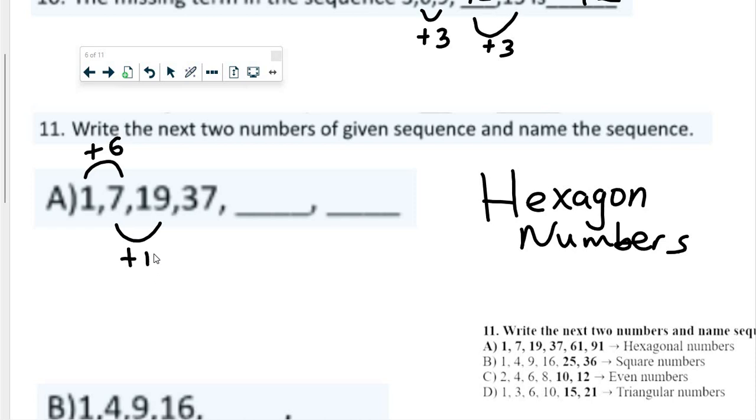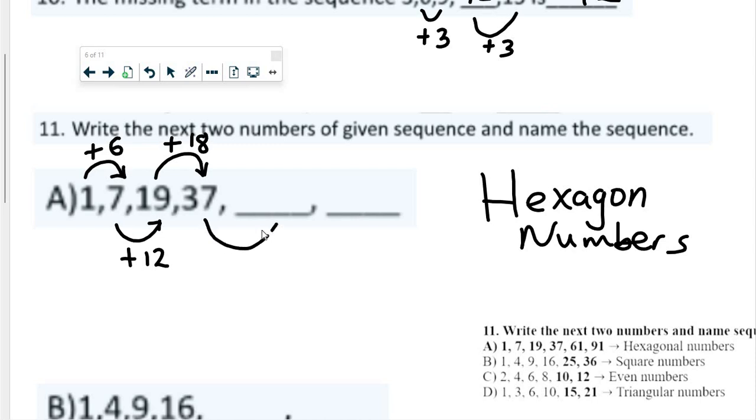So here, from 7, to get the next number, you take 7 plus 12, which is 19. To move from 19 to 37, take this 12, add 6. What do you get? 12 plus 6 is 18. So add 18 here, meaning 19 plus 18 is 37.